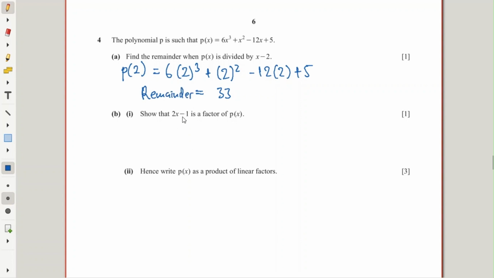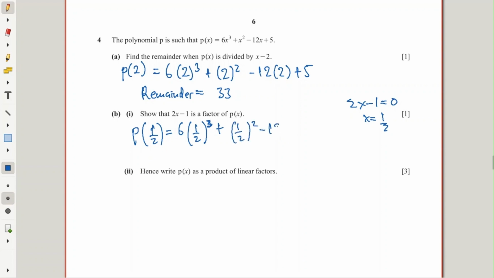Now, show that this is a factor of the polynomial. So the same idea, you just come and put the value of x here. So here, 2x minus 1 is equal to 0. So x is equal to 1 over 2 when you solve this one. Okay, let's solve this one and see what we will get.